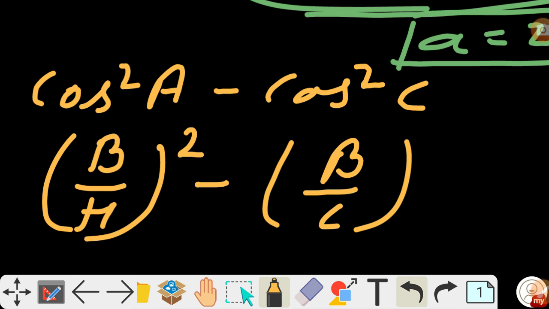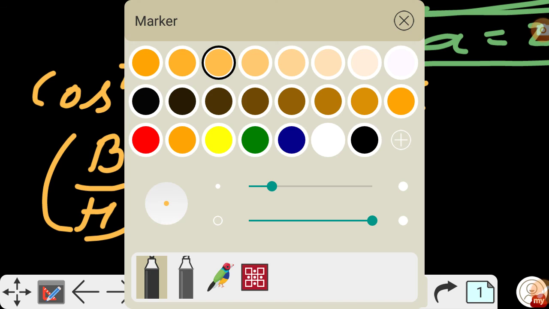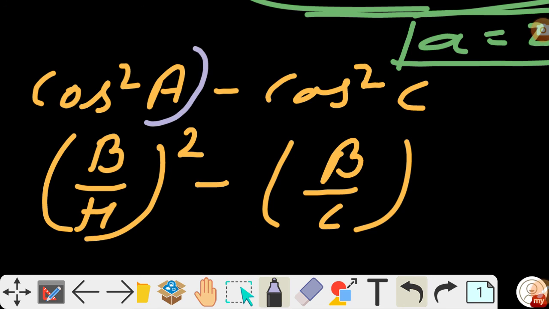But in some cases, because B is considered here, we have a different angle. Here is the angle A and here is the angle C. So the values of cos square A and cos square C are also different.